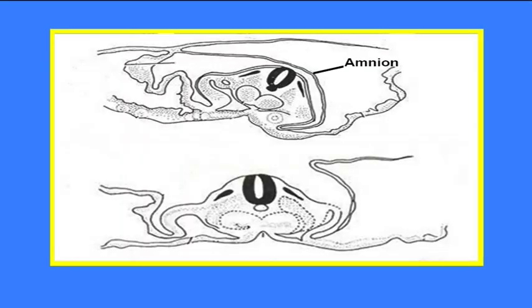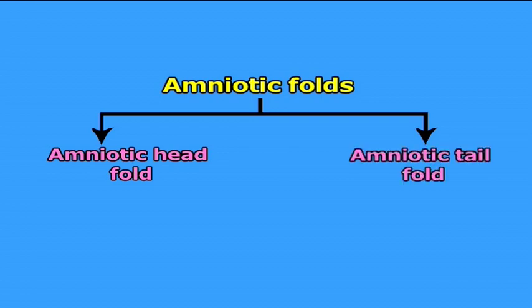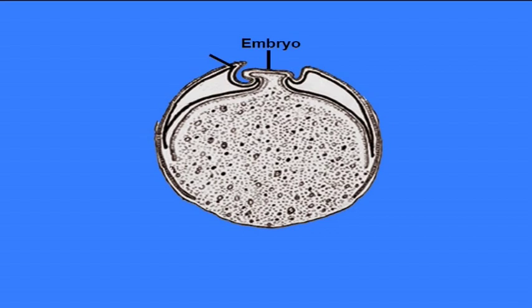Development of amnion and chorion. The amnion and chorion are developed jointly as upward projecting folds, the amniotic folds of the extraembryonic somatopleure. The amniotic folds are named according to their location. They are the amniotic head fold and amniotic tail fold. The amniotic fold first appears as a transverse fold in front of the head. It is called the amniotic head fold.